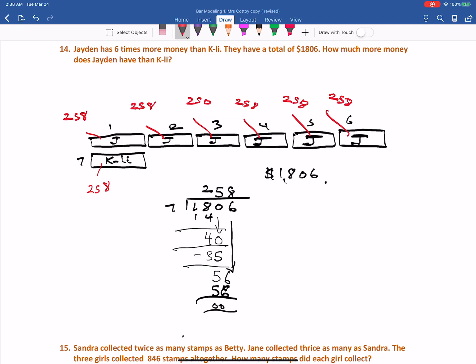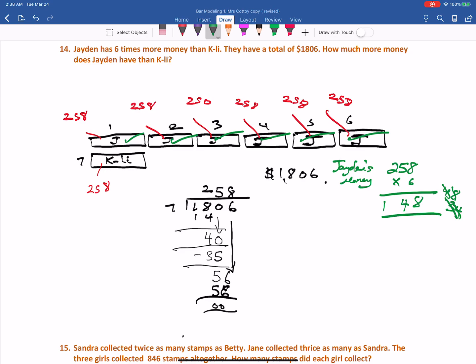Great. So, how much more money does Jaden have than Kaylee? Well, look at Jaden's money here. Changing the color again. 258 once, twice, 3 times, 4 times, 5 times, 6 times. So that's 258. Let me put some words. Jaden's money times 6. 8 6s are 48. 5 6s are 30. Plus 4, 34. 2 6s are 12. Plus 3. So Jaden has 1,548.